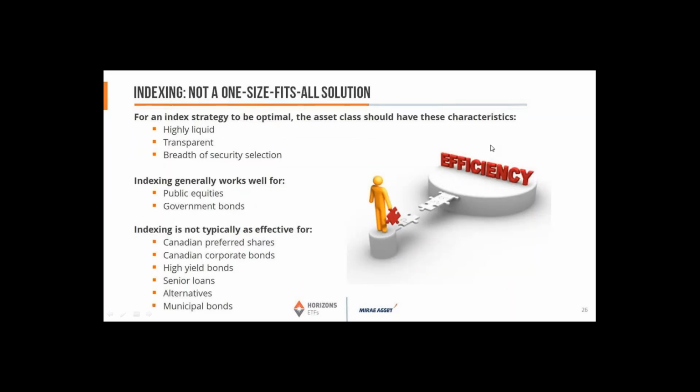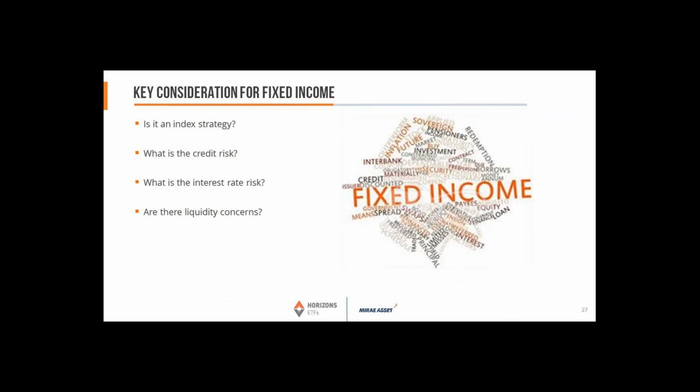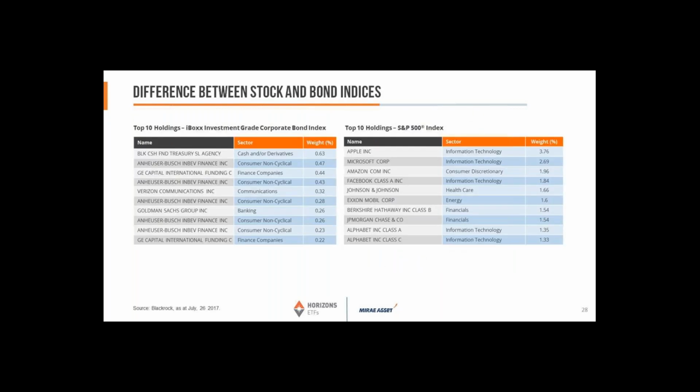Now, of course, there are exceptions to this. Most of them would probably be in less efficient markets, like Canadian preferred shares, Canadian corporate bonds, high yield bonds, senior loans, and alternatives. With these sorts of investment strategies, you probably want to be looking potentially at some other type of strategy. And the reason for this is because bond indices are weighted quite a bit differently than stock indices.